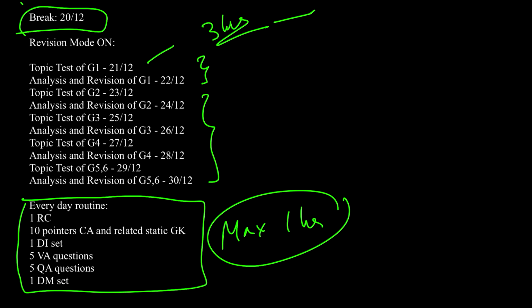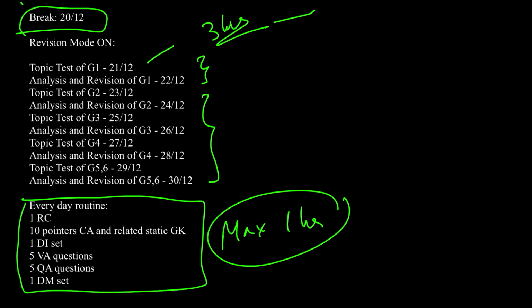Then the 10 pointer CA and related GK जो आपको रोज इंस्टाग्राम पे मिल ही जाता है, वो देखने के लिए आपको मैक्सिमम 5 minutes लग सकते हैं, उससे ज्यादा लग ही नहीं सकते, even if you read each and every point and try to memorize it. Similarly, solving one DI set can also take you 10 minutes maximum, and going through the solution also. 5 VA questions means any verbal ability questions.